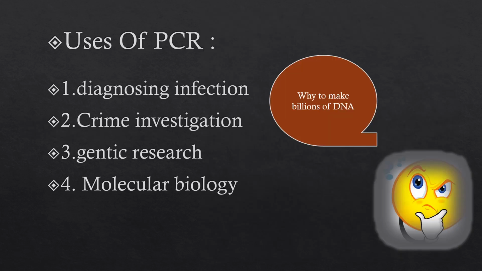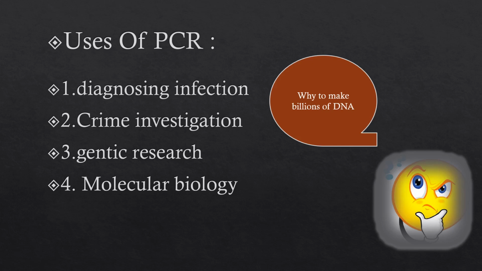The next question that would come to our mind is why make billions of copies of DNA? What are its uses and purpose? The reason is that only after making billions of copies could we efficiently detect the presence of a target. For example, if you have only 10 copies of a bacteria genome, without amplifying to billions of copies, you would not be able to detect it. PCR has thousands of uses like diagnosing infections and infectious disease.